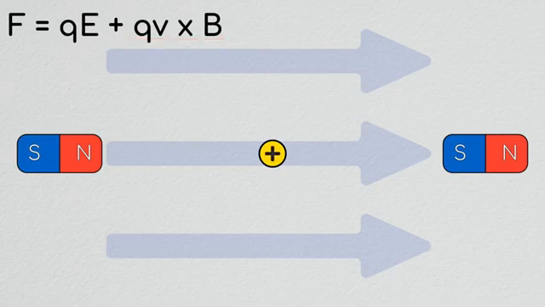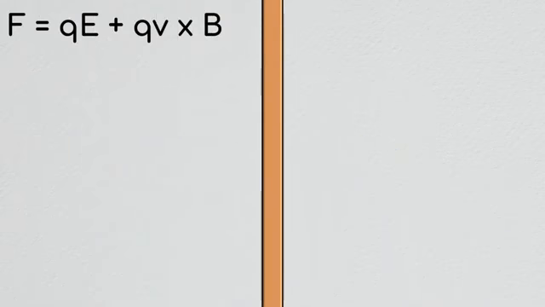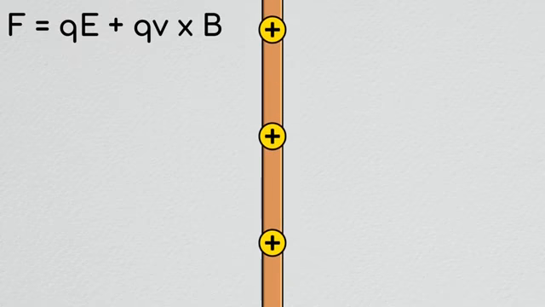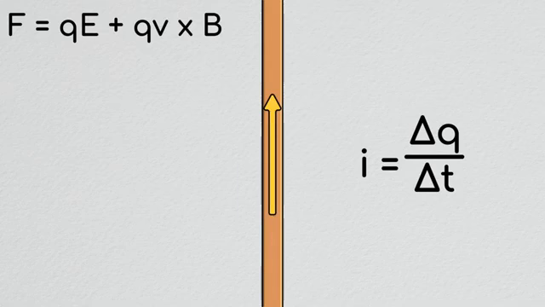Where this force becomes practically useful with motors is when we apply it to a lot of charged particles moving through a wire. When charged particles move through a conductive material driven by some electric field, we call this a current. Current is measured in amperes, or amps for short, and it's essentially the count of the number of charges moving through a cross-section of the material per second.